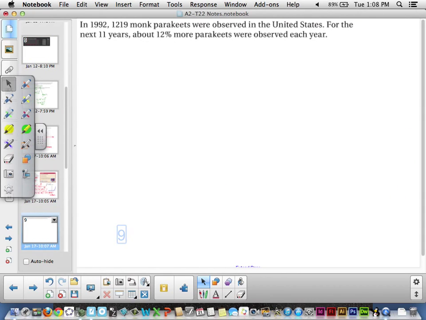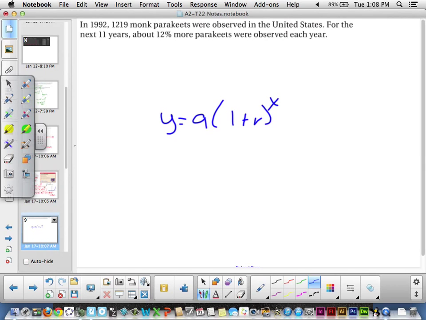All right, so take a look at here. In 1992, 1,219 monk parakeets were observed. For the next 11 years, about 12% more parakeets were observed each year. Write an equation. All right, our equation, y equals a times 1 plus r to the x. A is our initial amount, so that's 1219. R is our percent increase, which is 12%, which is 0.12 as a decimal. So we have 1.12 to the x.